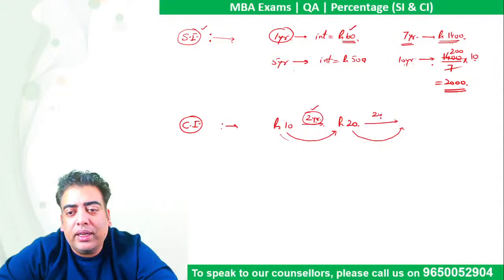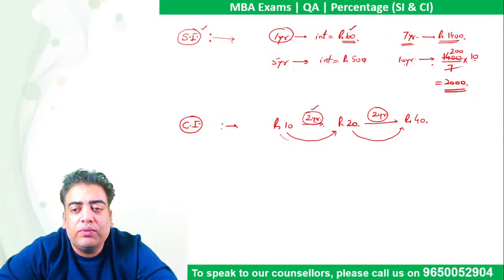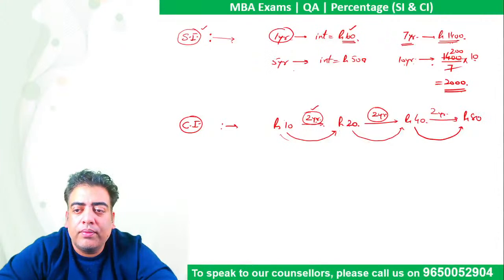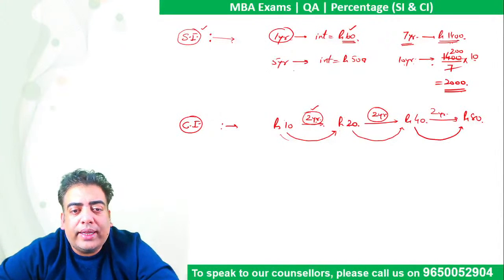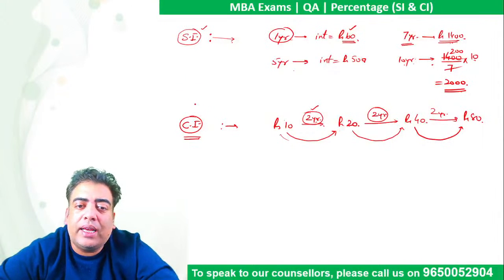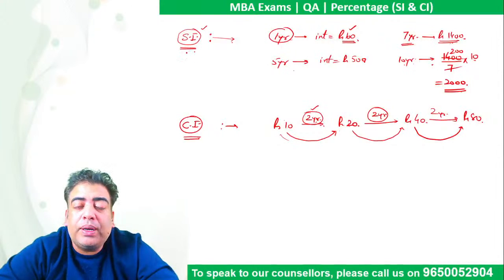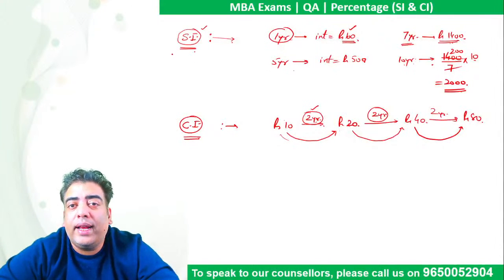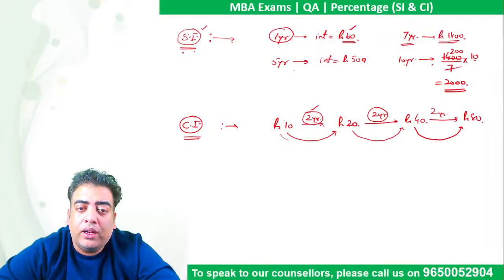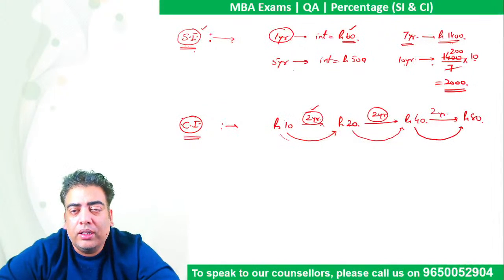So in another 2 years it will double and the rupee 20 will become rupee 40. In another 2 years rupee 40 will become rupee 80. Right. So in case of compound interest we get interest on principal as well as on interest part, but in case of simple interest we get interest only and only on principal.